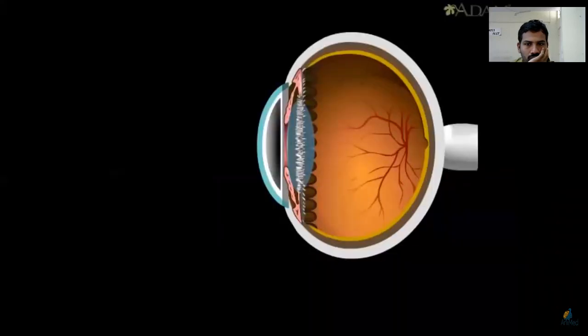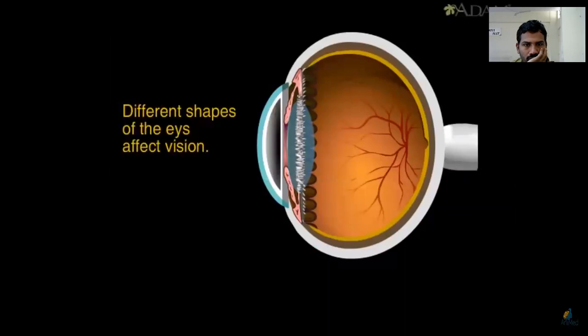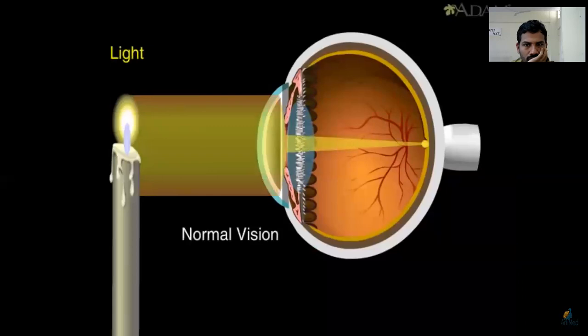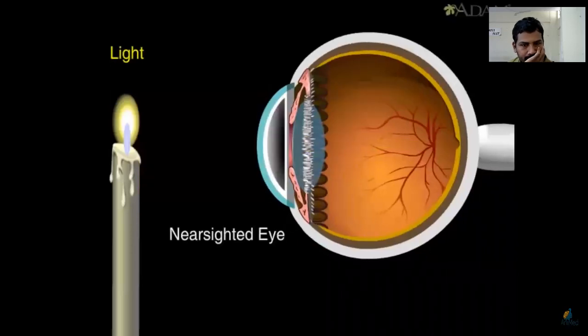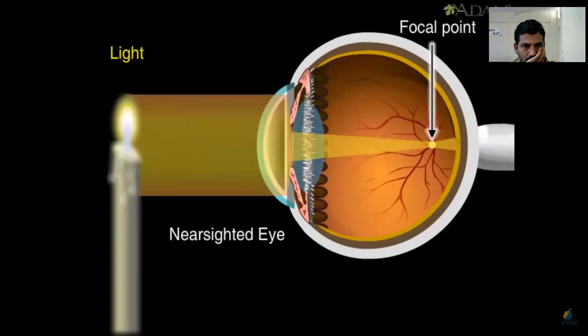Now let's consider two common conditions that cause blurry vision. The eye's shape is important for keeping things in focus. With normal vision, light focuses precisely on the retina at a location called the focal point. But what happens if the eye is longer than normal? The longer the eye, the more distance there is between the lens and the retina. But the cornea and lens still bend light the same way. That means the focal point will be somewhere in front of the retina rather than on it. This makes it difficult to see things that are far away.